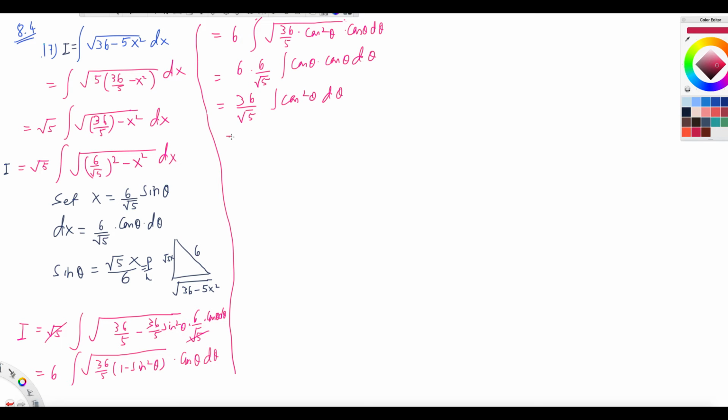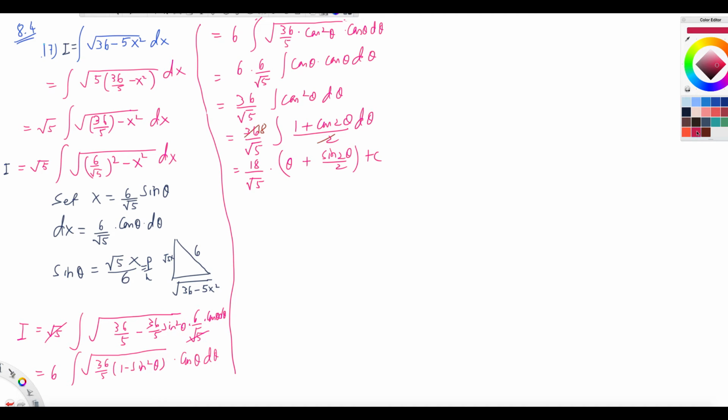Do you know how to find the integral of cosine squared? 36 over root 5 times 1 plus cosine 2 theta over 2 d theta. That is the formula for cosine squared in terms of the multiple angle. So let's take the 2 out. It will be 1/2 of 36, that will be 18, right? So you get 18 over root 5 times the integral. The integral of 1 is theta, plus the integral of cosine 2 theta is sine 2 theta over 2, plus c.